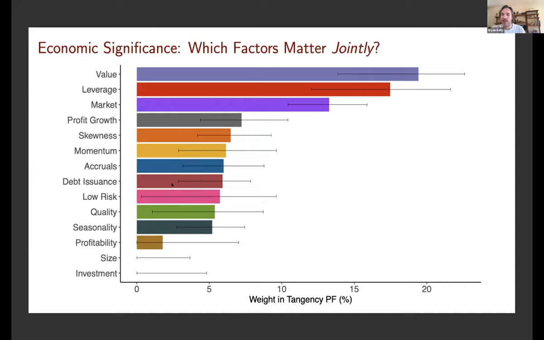This is the weight in the tangency portfolio when I consider all themes together. What we find here is that, again, 10 of the 13 themes that show up in the data get a positive weight in an investor's tangency portfolio. This is the ex post tangency portfolio, right? It's not the in-sample tangency, it's not the ex ante tangency portfolio, but this is the right way to conduct the inference about whether an individual factor is important controlling for all others.